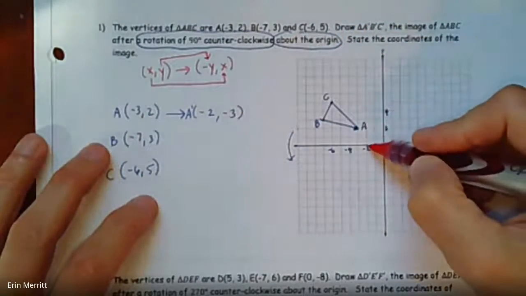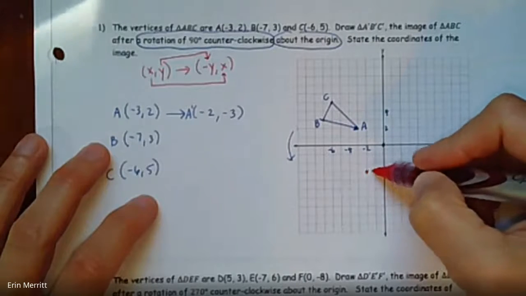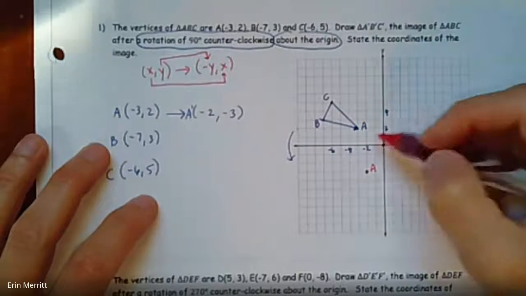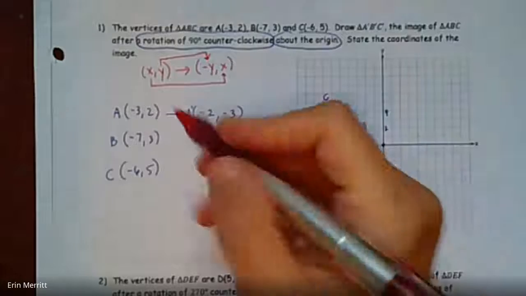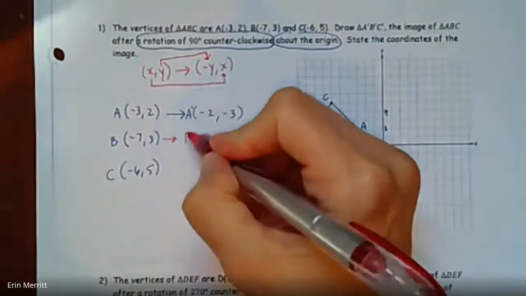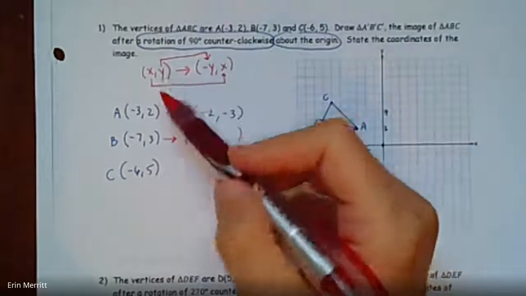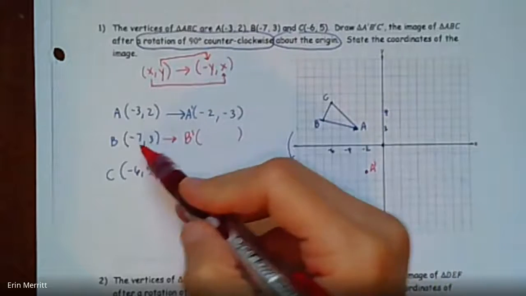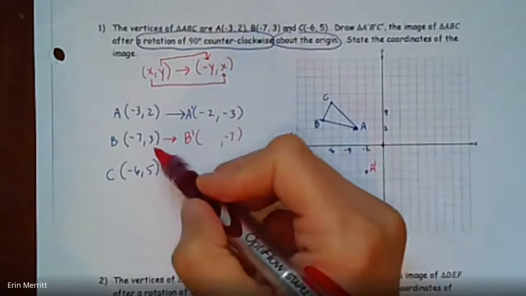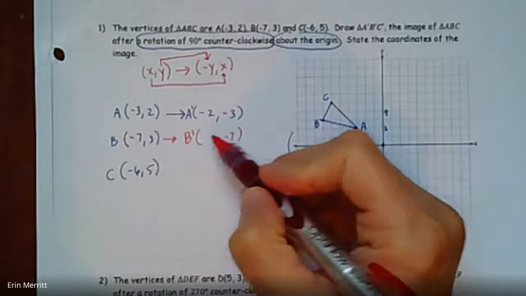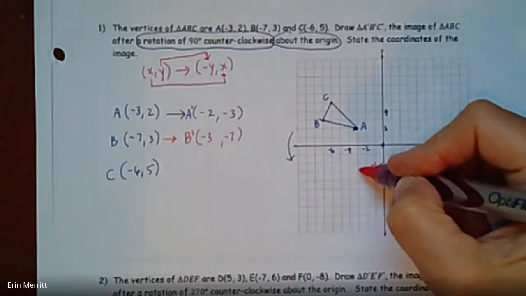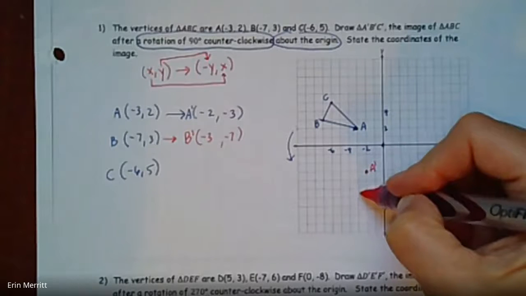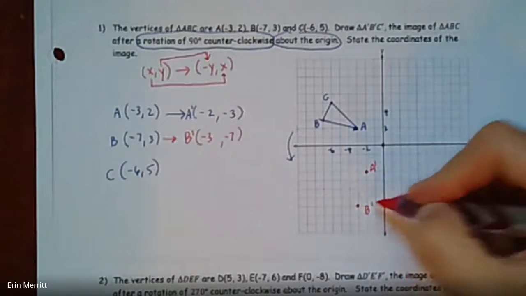So I'm going to go to my graph, plot negative 2, negative 3. You can connect it to the origin if you want to be able to see that 90-degree angle pop up. Otherwise, you don't have to. So let's try this next one just using the rule. So for B prime, take the X, put it in the back half. So negative 7 goes to the back half. 3, the Y comes up front and switches signs. So this should be the point negative 3 and then negative 7. So 1, 2, 3, 4, 5, 6, 7. All right, there's our B prime.